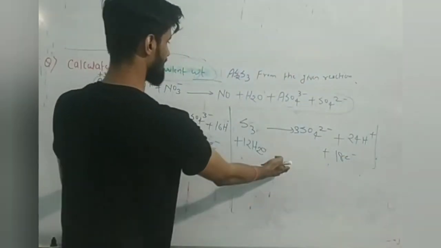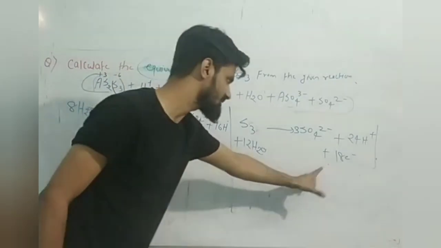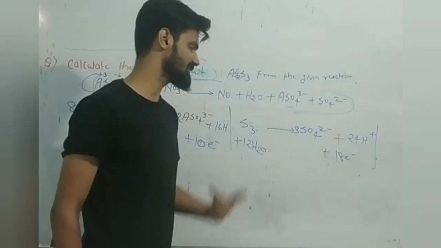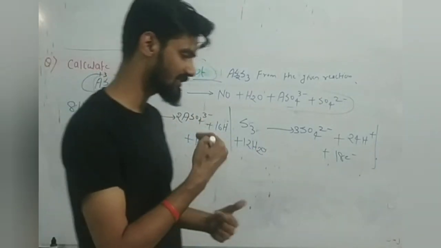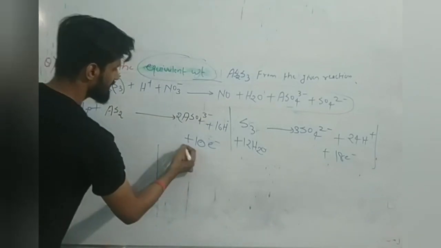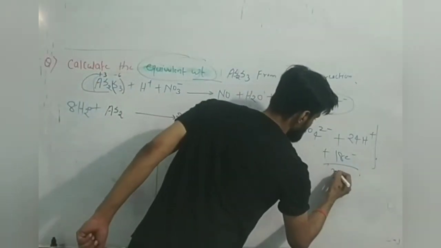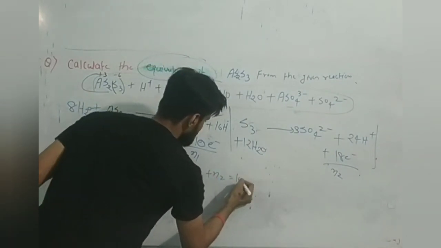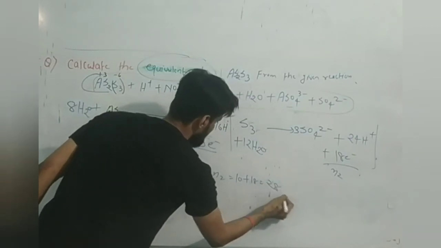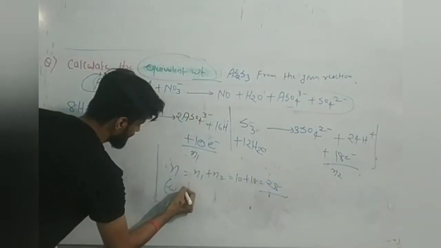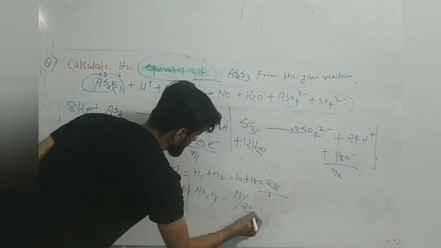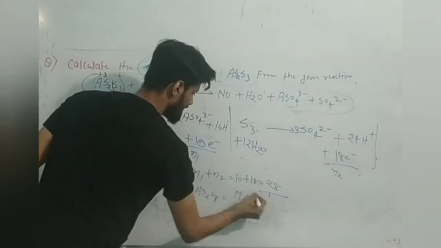My dear student, if you combine both these reactions, you will get the final reaction. Since both reactions are oxidation reactions, and I think you all know, if there are 2 oxidation reactions, or 2 reduction reactions, then the N factor, assuming this is N1 and this is N2, is N1 plus N2, which is 10 plus 18, equal to 28. So the equivalent weight of As2S3 will be molecular weight upon 28. This will be the right answer.